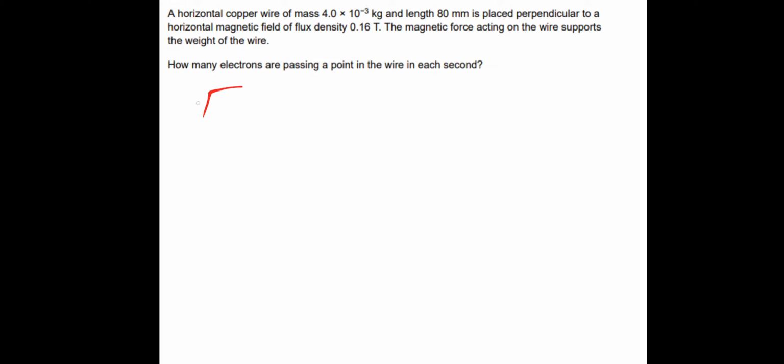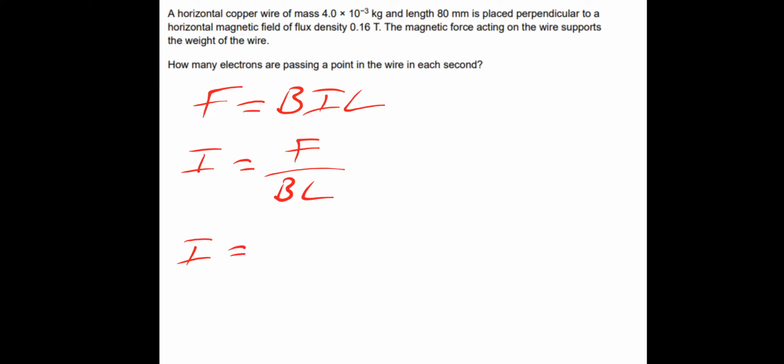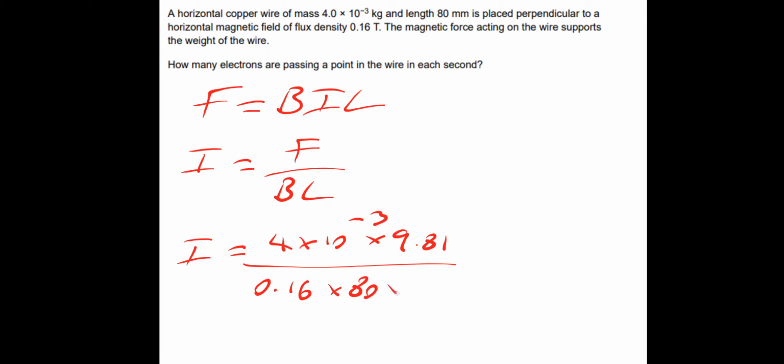So F equals BIL. It's a way of remembering it. BIL. Rearrange to find I. So I is equal to F over BL. And the force is the weight, so that's the mass, 4 times 10 to the minus 3, multiplied by gravitational field strength, 9.81, divided by B, the magnetic flux density, 0.16, multiplied by the length of 80 millimeters, so 80 times 10 to the minus 3. And that gives a current value of 3.07 amps.